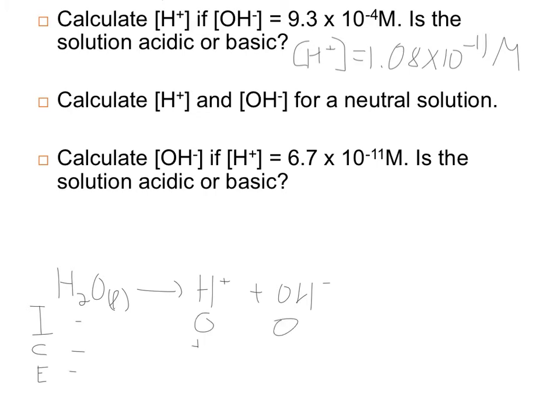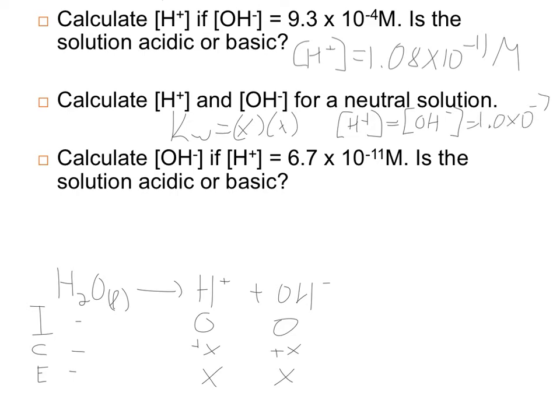So we just realize that my H and my OH are just X values. So my K expression is X squared. So the square root of Kw will give me this answer here. Kw is going to be X times X, hydrogen and hydroxide. So this is where the hydrogen will be equal to the hydroxide, which is really what neutral means. pH is 7, but it really means hydrogen and hydroxide are equal. 1.0 times 10 to the negative 7th.